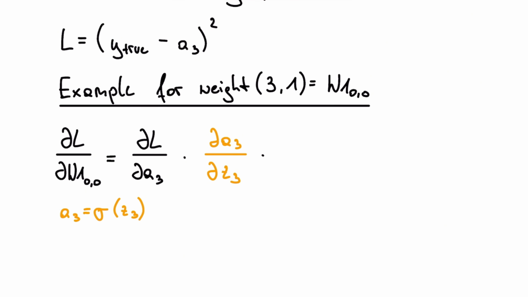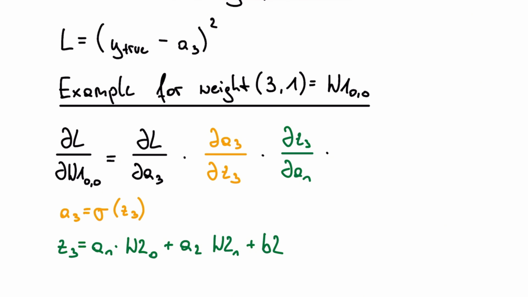Then we compute dC3 by dA1, because C3 is calculated as A1 times W20 plus A2 times W21 plus B2. So the value W100, which is the weight of the first hidden neuron for the first input, lies inside A1, which lies inside C3. So next we need the derivative of A1 with respect to C1, because again A1 is the sigmoid of C1.